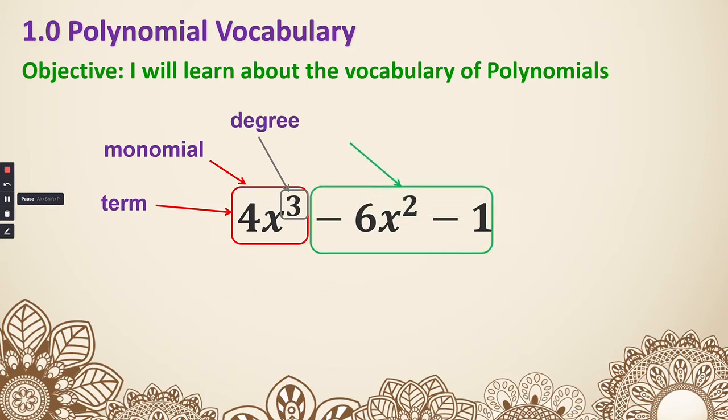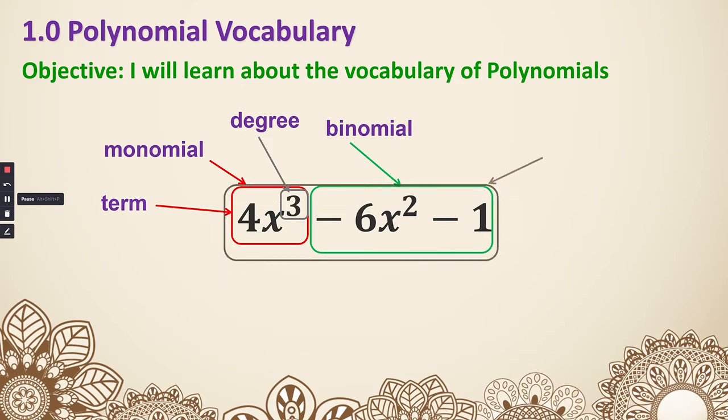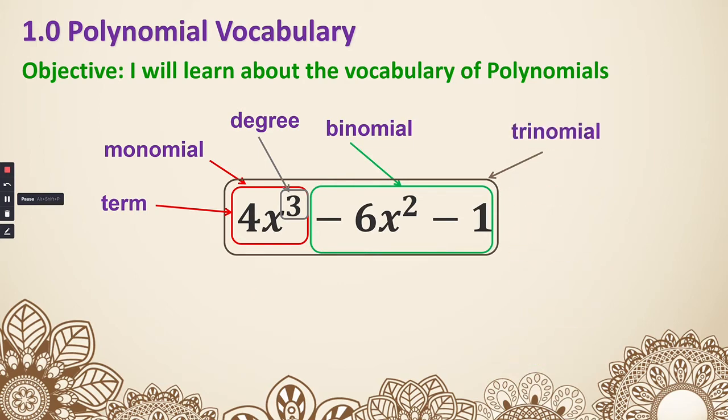Next, if we just look at the second part, which is negative 6x squared minus 1, that's 2 terms. So that is going to be a binomial. And next, if we look at the whole thing together, we do have 3 terms. So that is a trinomial, or we can call it a polynomial with 3 terms.